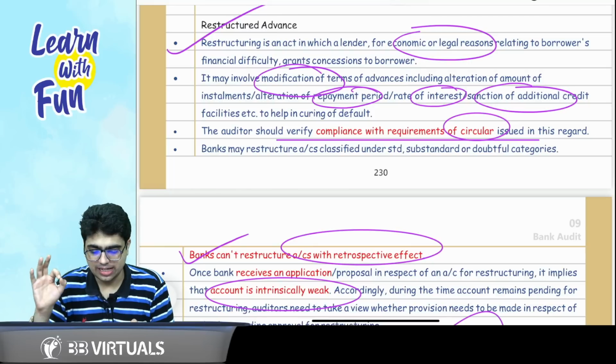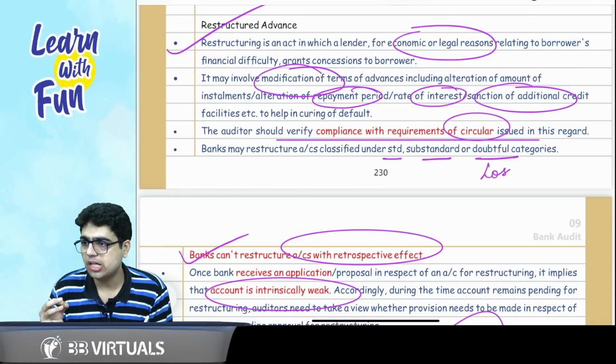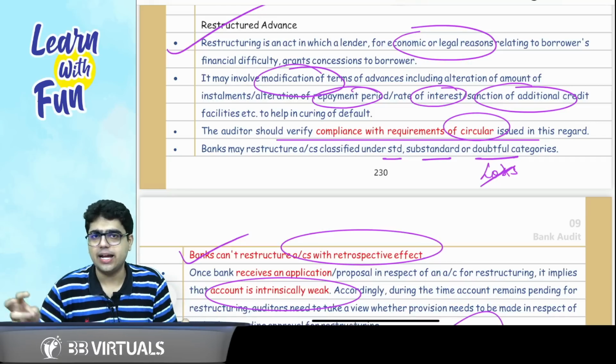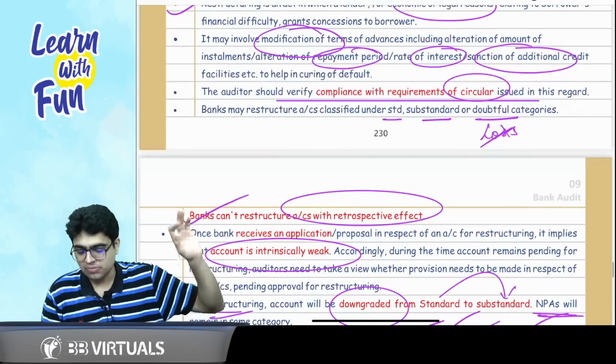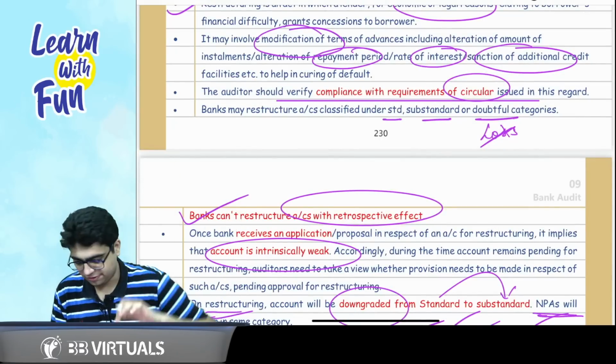And what accounts can be restructured? Standard, substandard, and doubtful. Sir, what about the loss assets? Loss assets can't be restructured. Again, standard, substandard, and doubtful can be restructured. Plus, this cannot be done with retrospective effect. You need to do it with prospective effect.